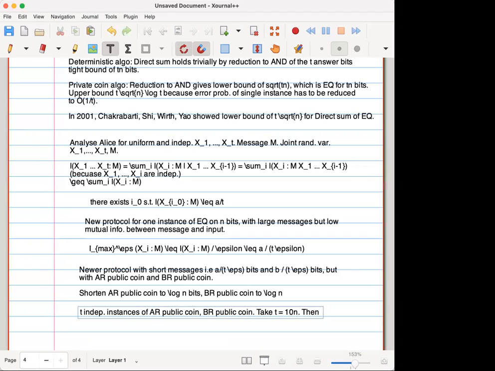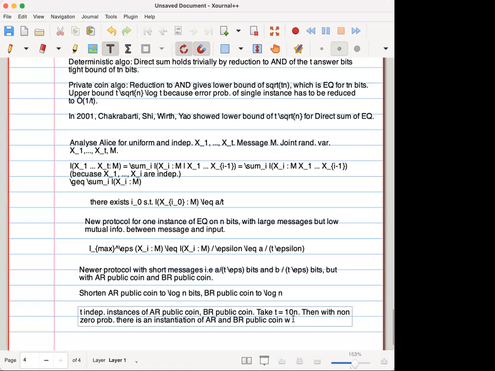Great. Now my total number of possible message pairs is 2 to the 2n. So a union bound will tell me that the error for this protocol over all message pairs is at most 2 to the 2n by 2 to the 100n, which is itself exponentially small. So yeah, that's what you're saying, right? Yeah, that's fine. That's what I'm writing here.